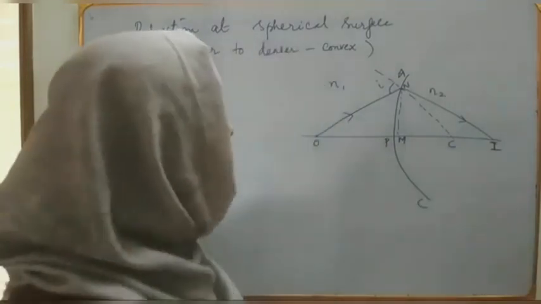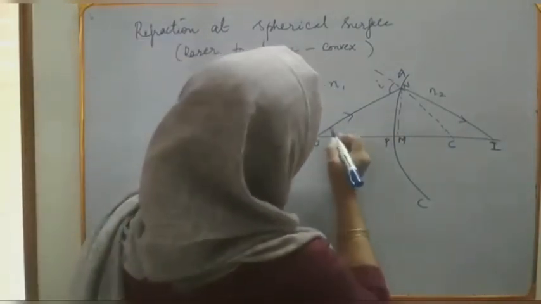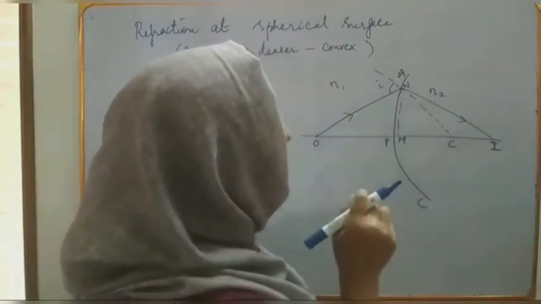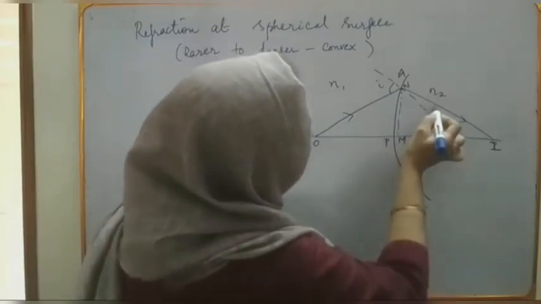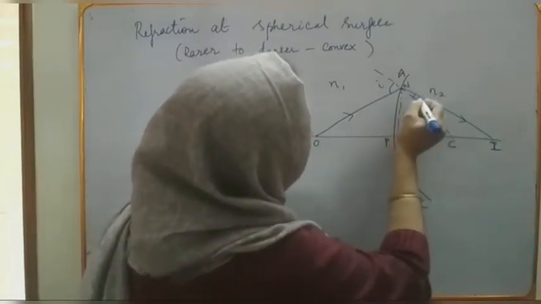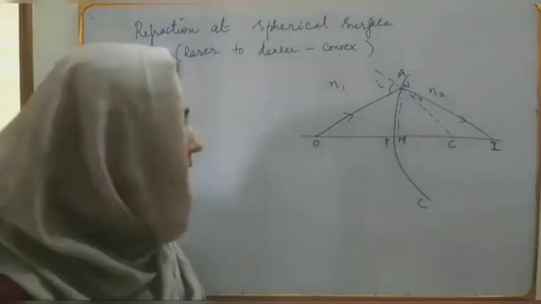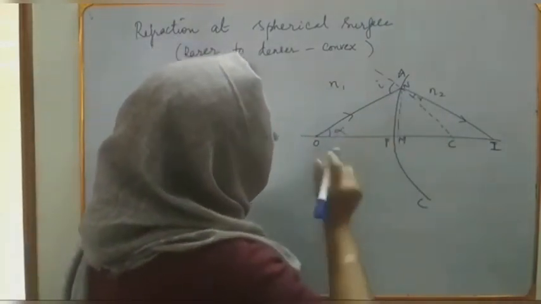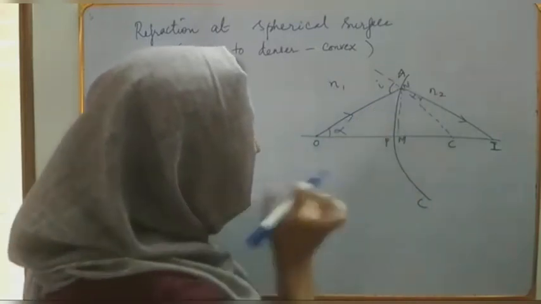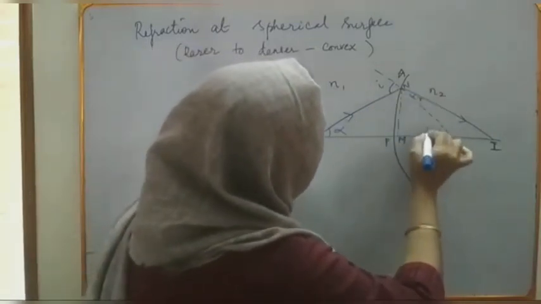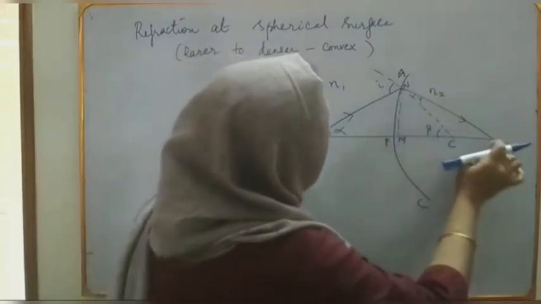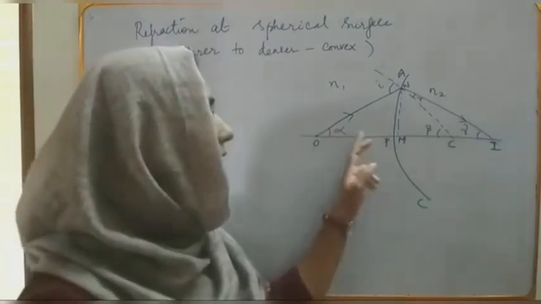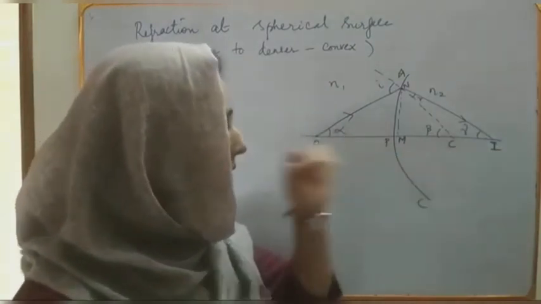Okay. And I'm going to mark the angles. We have the angle of refraction. Angle of refraction is the angle between the normal and the refracted ray. This is the refracted ray, this is the normal, so this is the angle of refraction. Now I am going to name some angles: NOM as alpha, NCM as beta, and NIM as gamma. So we have marked 3 angles, alpha, beta and gamma.